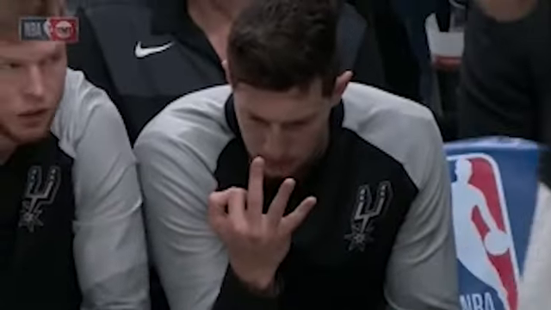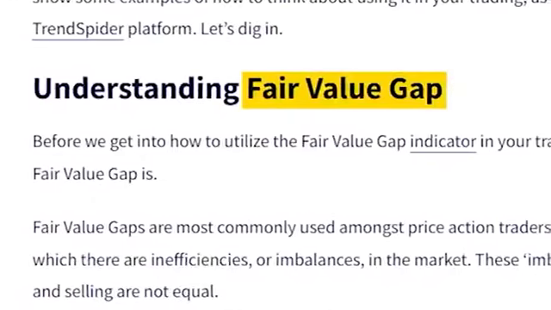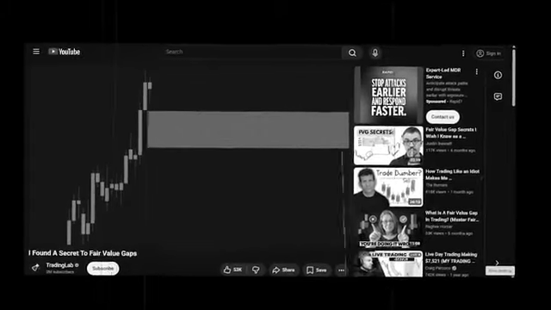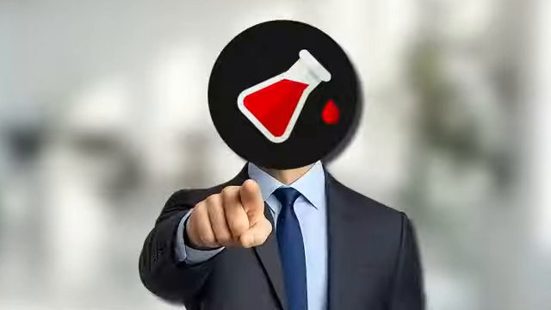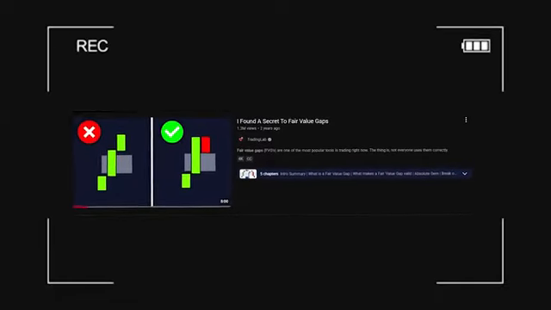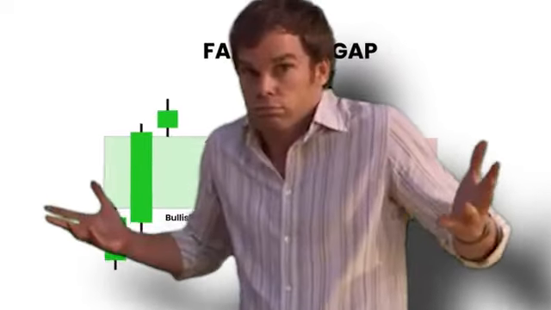Which brings us to step number 3. Usually while price does this break of structure, it'll leave behind a fair value gap. Now, I've explained what a fair value gap is like 72,000 times in previous videos, so I'm going to assume you know what that is. If you don't know what it is, simply search on YouTube Trading Lab fair value gap and you'll get a full in-depth explanation of what a fair value gap is in that video. But for now, I'll just assume you know what it is.